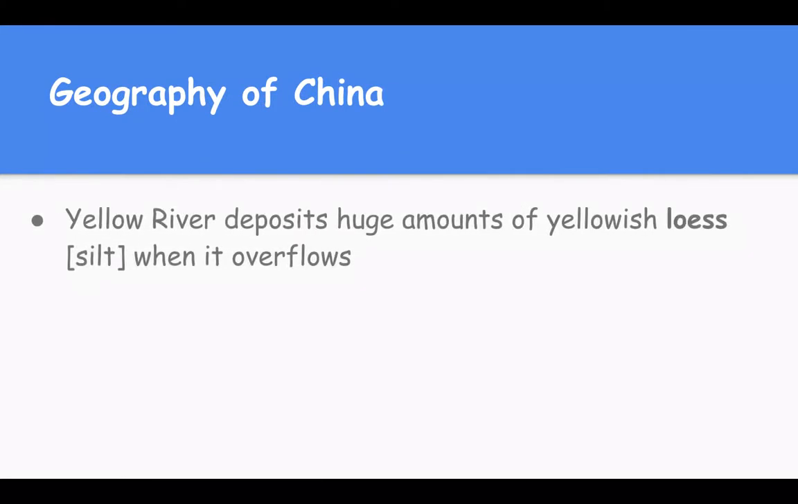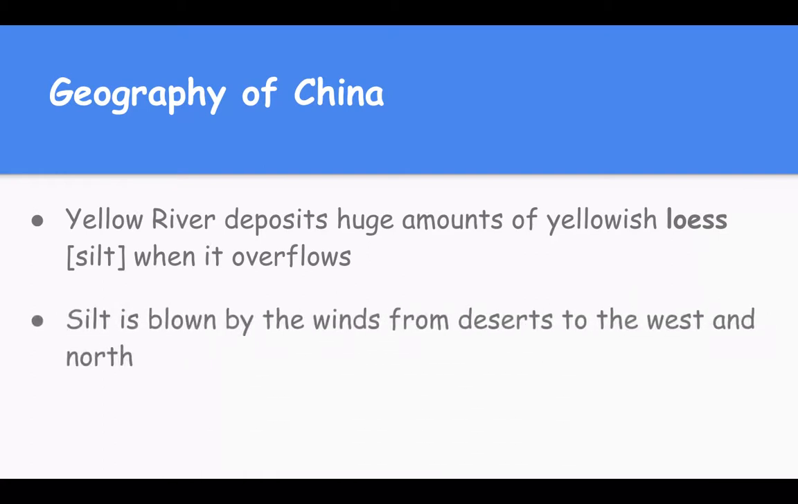Okay. So the Yellow River is called yellow, by the way, because the soil at the bottom, the silt, which is called loess, has minerals in it that actually make the soil look yellow. So when that silt is not disturbed in the bottom of the river, it makes the river look kind of yellow. So it is very good for the soil. We know that the silt, this loess, gets blown by the winds from the deserts to the west and north.